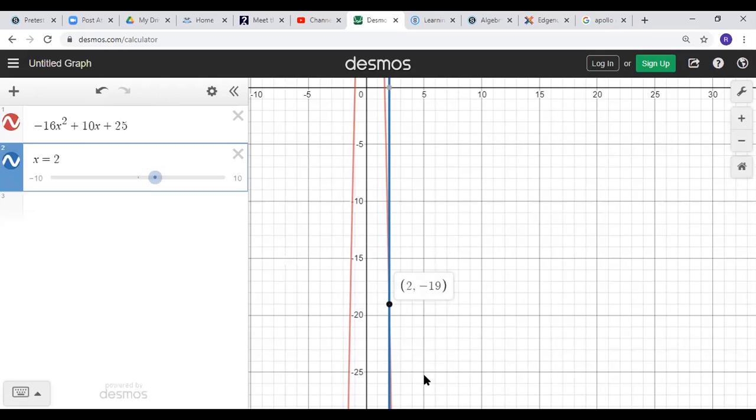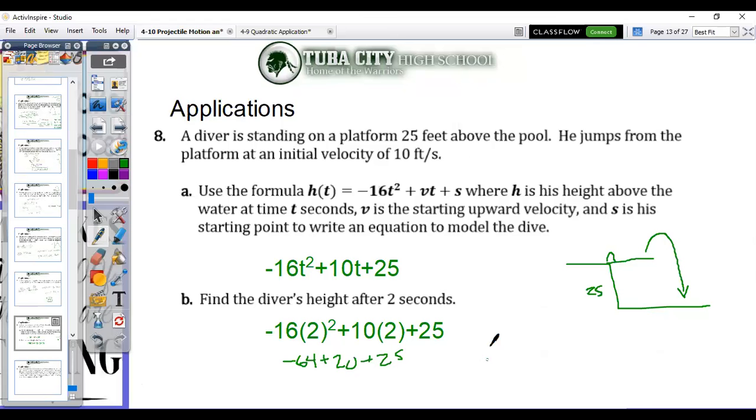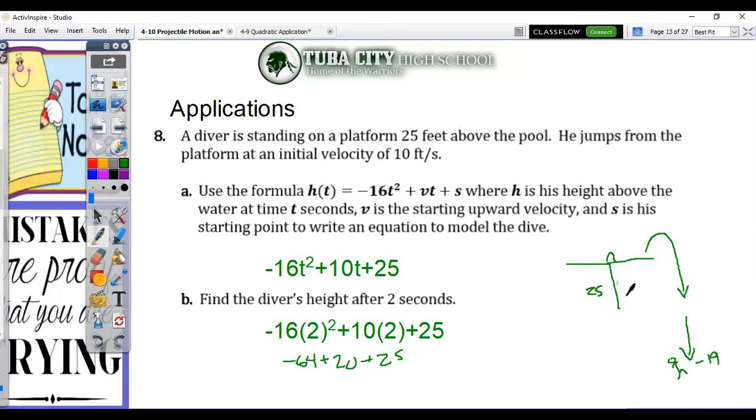So again, this one didn't really make sense to me at first. I was kind of like, really? Is that really what's going on? But again, once he impacted the water, he was underwater. Maybe I should make this look more like water. So there you go. H equals negative 19.